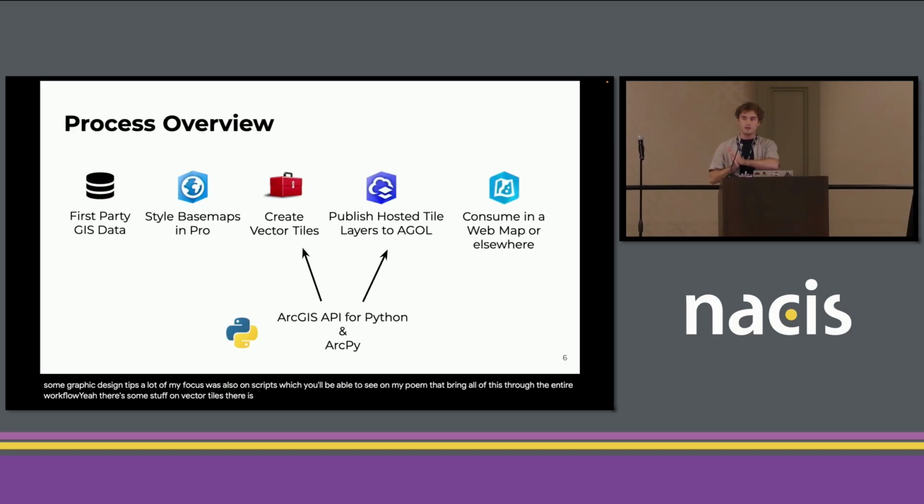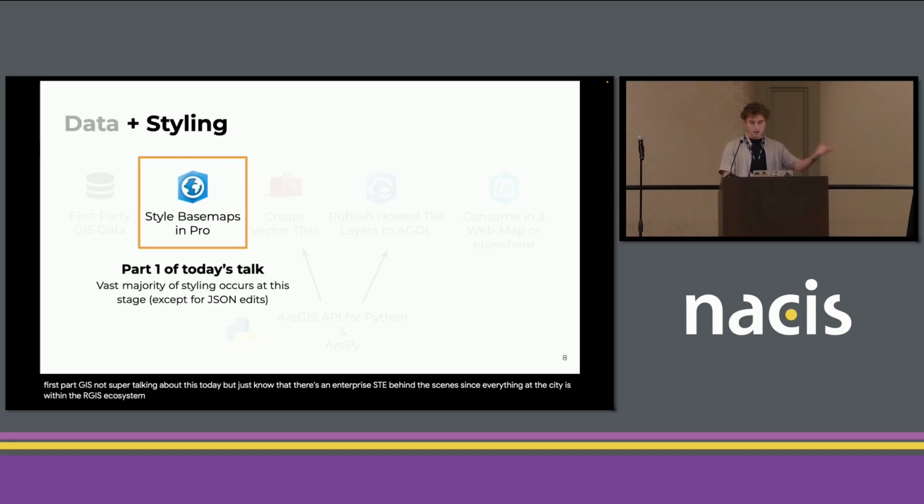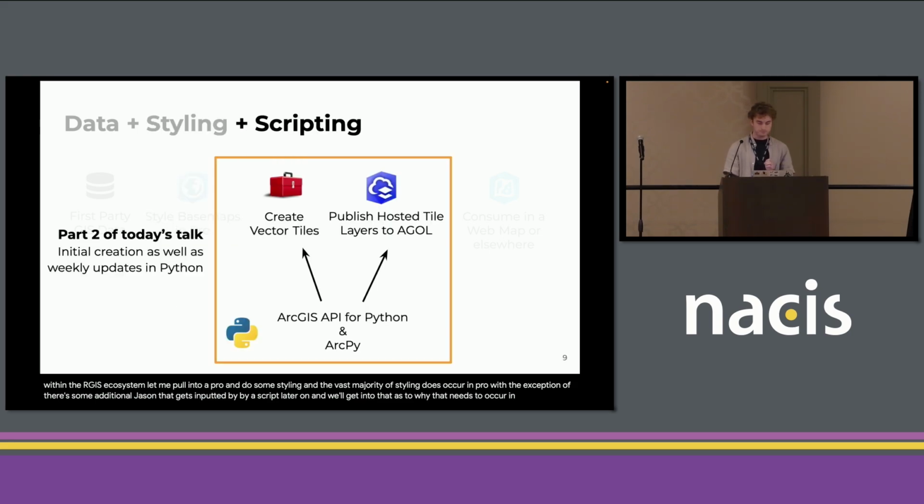So here's an overview of my process, and I'll break this down as we go through. So we start with first-party GIS data. I'm not super talking about this today, but just know that there's an enterprise SDE behind the scenes since everything at the city is within the ArcGIS ecosystem. So then we pull that into Pro and do some styling, and the vast majority of styling does occur in Pro, with the exception of there's some additional JSON that gets inputted by a script later on, and we'll get into that as to why that needs to occur in that way.